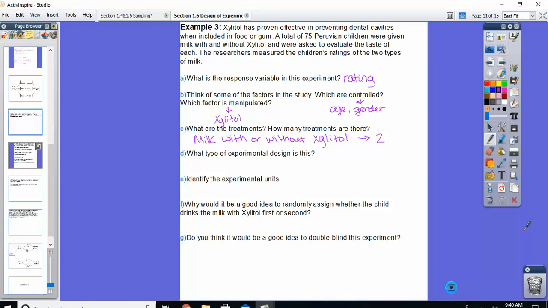Oh, excuse me. I was thinking that I had said you're just comparing which one the children like better. But it's the same child that drinks both types of milk. So one child tastes both types of milk. So this is matched pairs. The experimental units would be the 75 children.